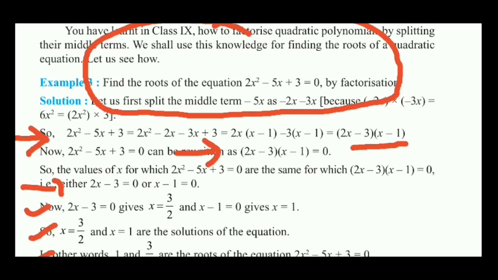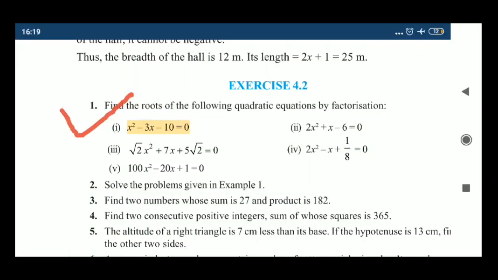If we want to check whether these solutions are correct or not, we will put these values one by one in our given equation, and after simplification, if our answer is 0, then our answer is correct.